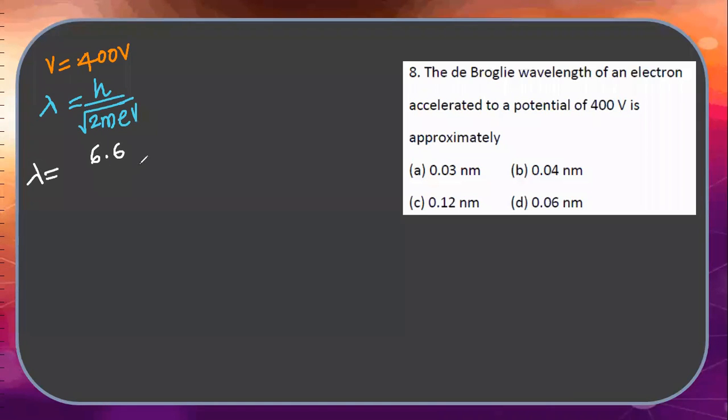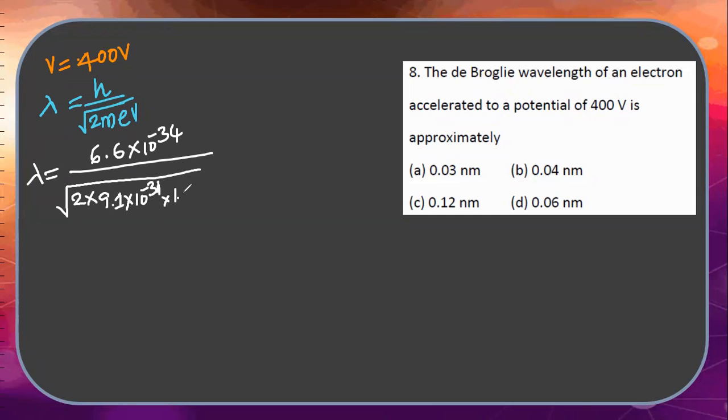h is 6.63, approximately 6.6 into 10 power minus 34, divided by square root of 2 into mass of the electron 9.1 into 10 power minus 31 kg, into charge of the electron 1.6 into 10 power minus 19, into potential 400.